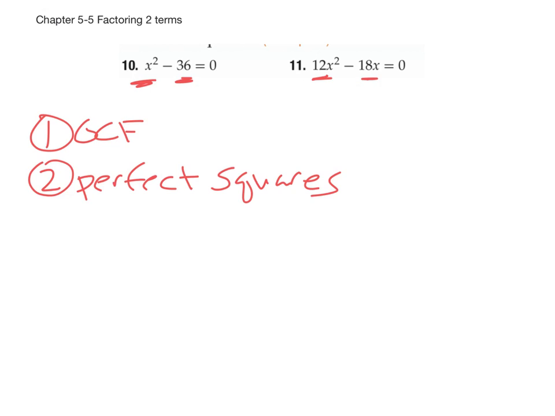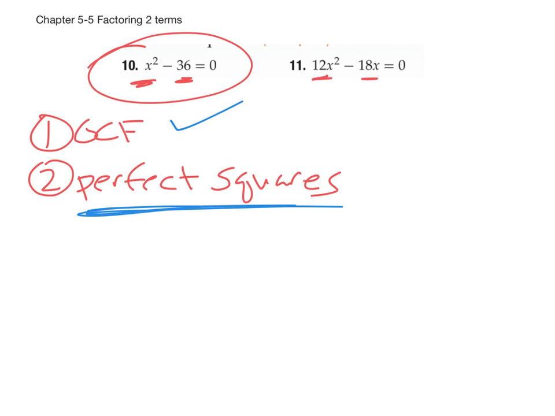So let's look at this very first problem right here. Is there anything common between the x squared and 36? There's no other number here, so there's nothing in common. So that eliminates this one. So now we go to perfect squares. Is the number in front of x squared and 36 perfect? And they are. They're perfect squares. So it meets this qualification.